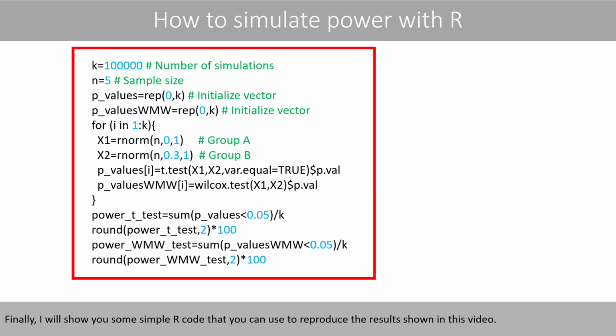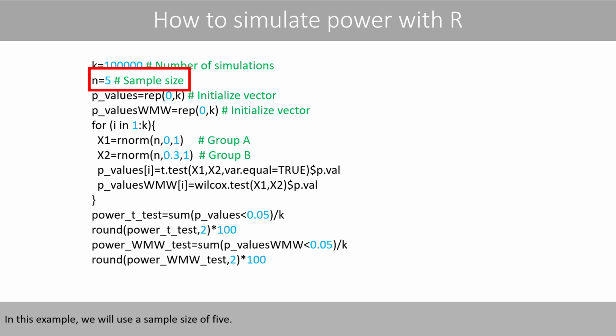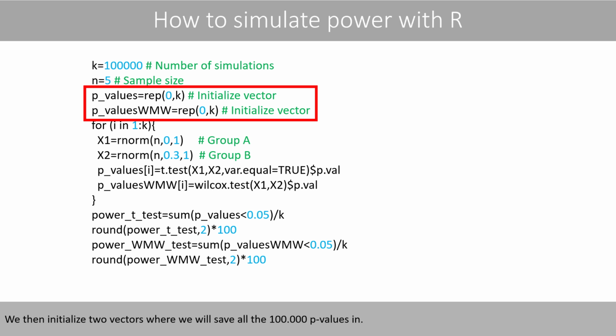Finally, I will show some simple R code that you can use to reproduce the results shown in this video. We set k to 100,000, which defines how many tests that we will compute. On my computer, it takes about 1 minute to run 100,000 tests. You might want to reduce this value to 5,000 to reduce the simulation time. In this example, we will use a sample size of 5. We then initialize two vectors where we'll save all the 100,000 p-values.